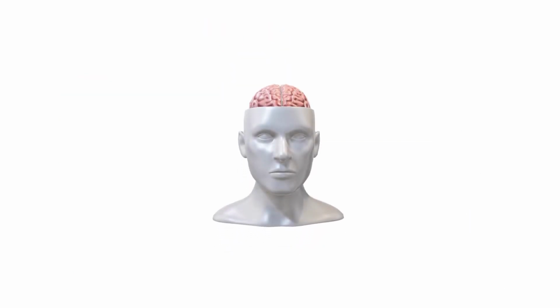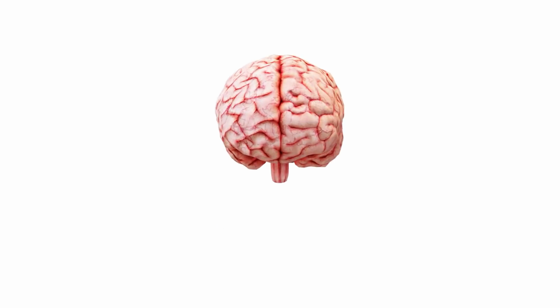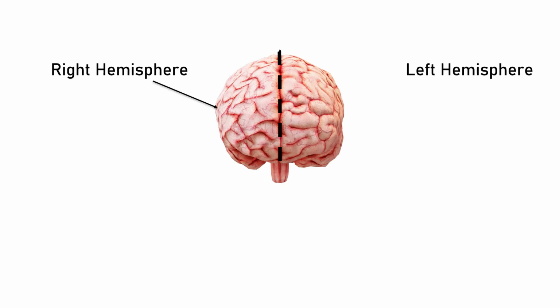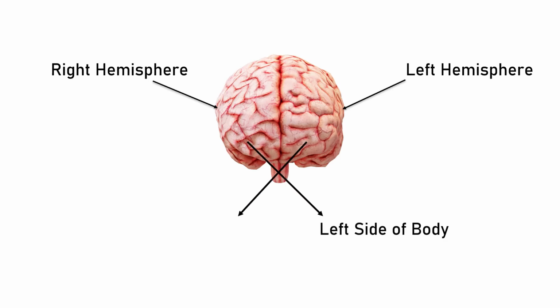Our brain lies in our skull. This is how our brain looks from the front. As you can see, there is a groove at the center of the brain. This groove divides our brain into two equal halves. The right side of the brain is known as the right hemisphere and the left side of the brain is known as the left hemisphere. The right hemisphere controls the left side of our body and the left hemisphere controls the right side of our body.